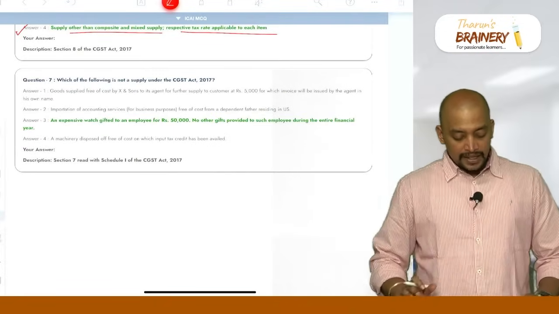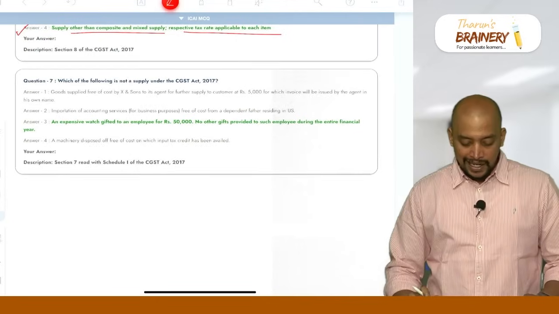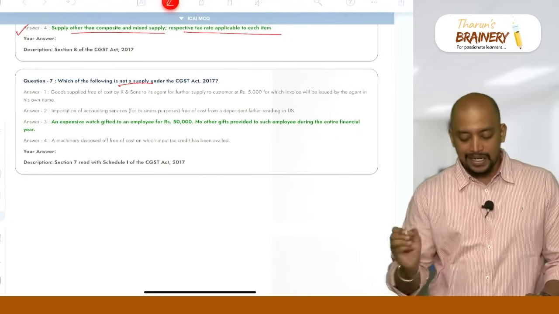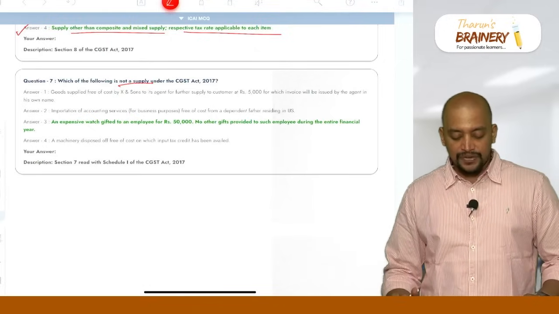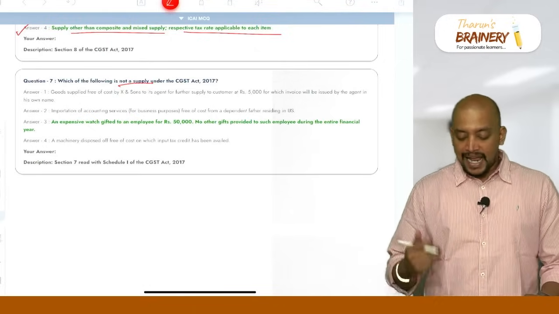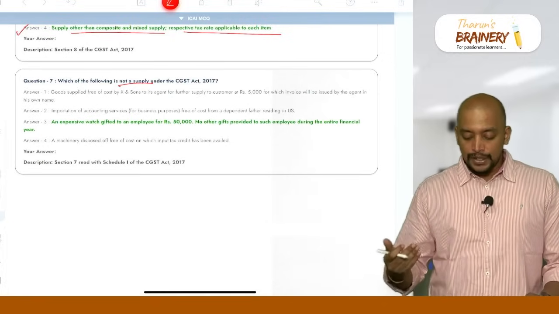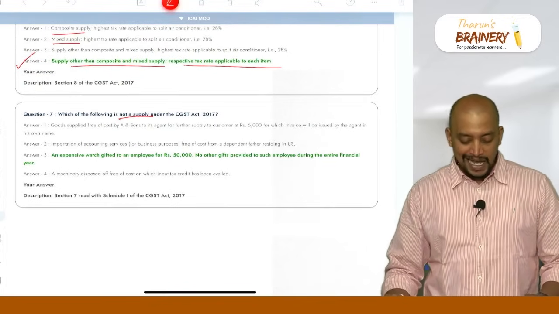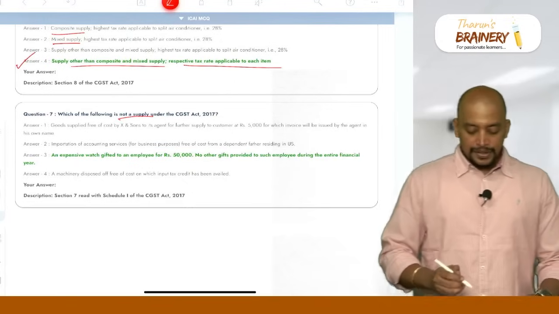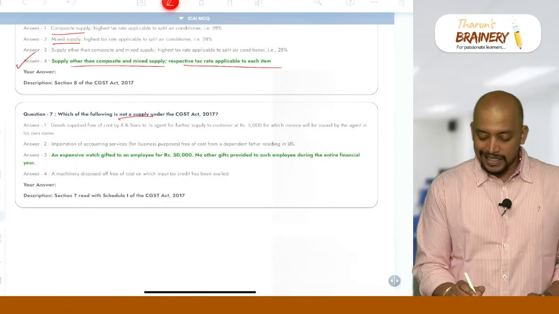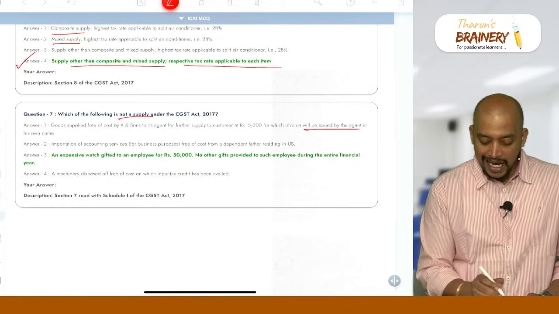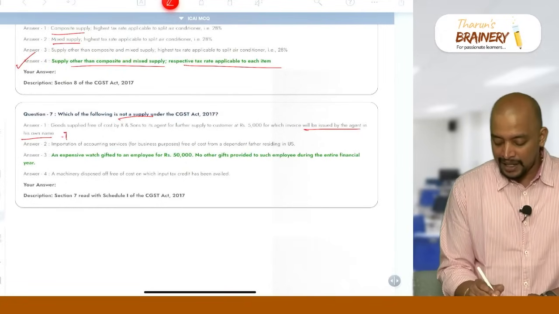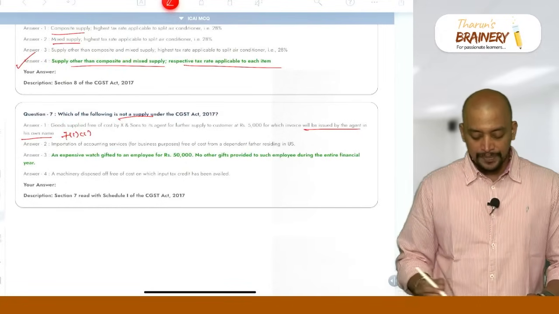Then question number 7, which of the following is not a supply under CGST Act? Goods supplied free of cost by X and Sons to its agent for further supply to customer at rupees 5,000, for which invoice will be issued by the agent in his own name. So free of cost to its agent. Invoice is issued by the agent in his own name. It will become supply, as agent is acting on behalf of principal. It will become supply under Schedule I, 3.